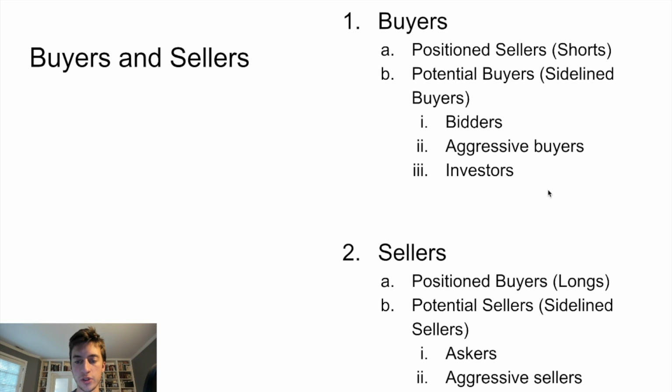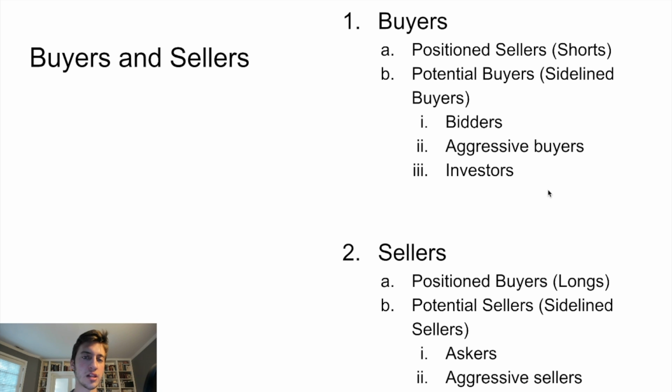What this is going to do, especially if there are many more asks than there are bids, is create a supply-demand imbalance where there's a large amount of supply, not a large amount of demand, and price is going to continue to move down until supply meets demand.